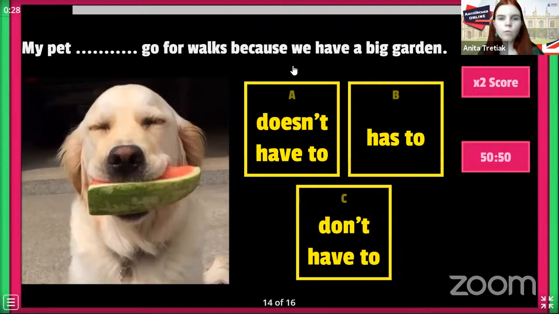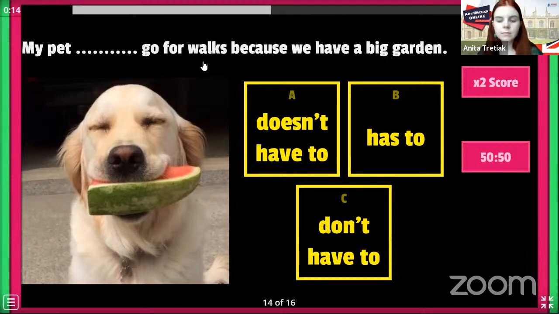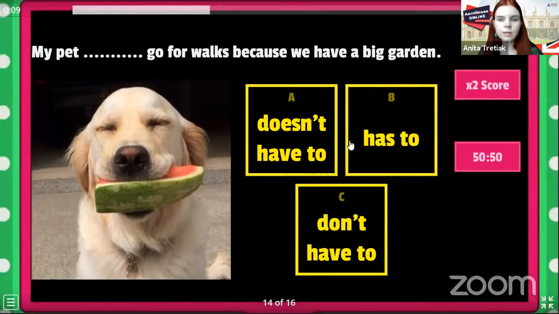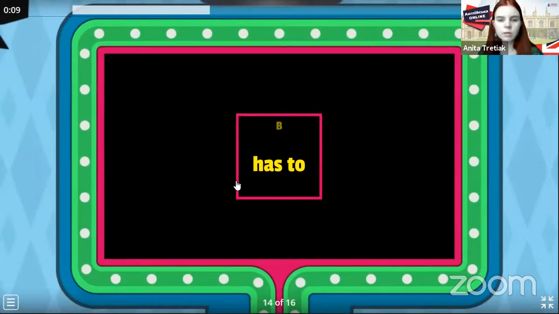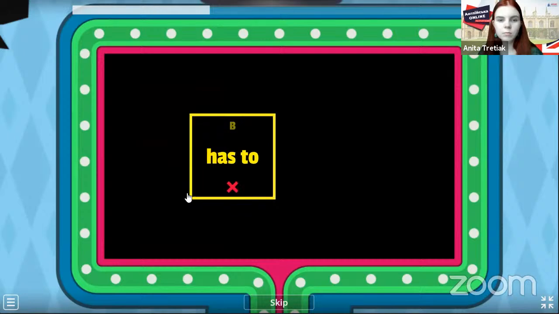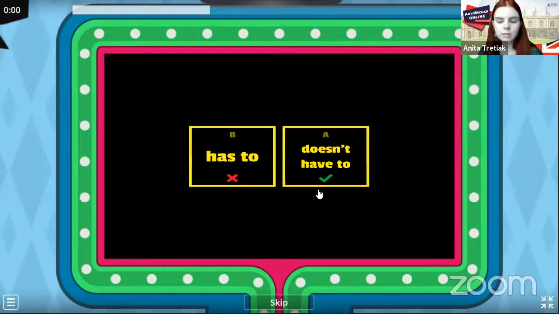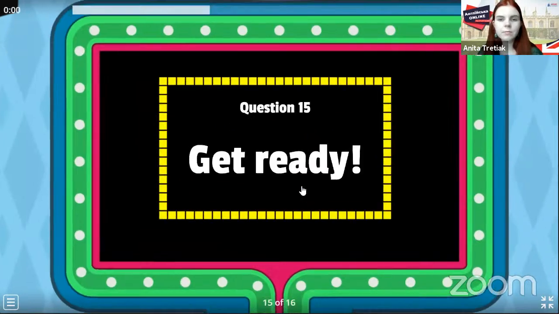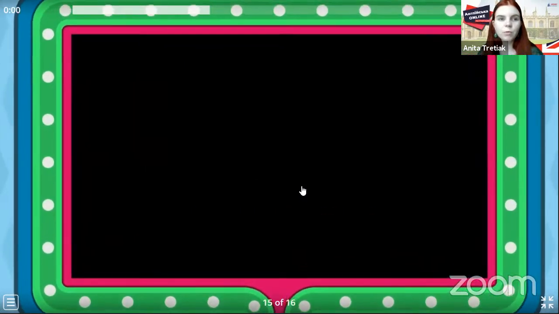My pet go for walks because we have a big garden. Doesn't have to, has to, don't have to. Okay, for this one, let's choose A. Oh, I clicked on B. Not so lucky. Doesn't have to. Okay, we have 2 more questions.